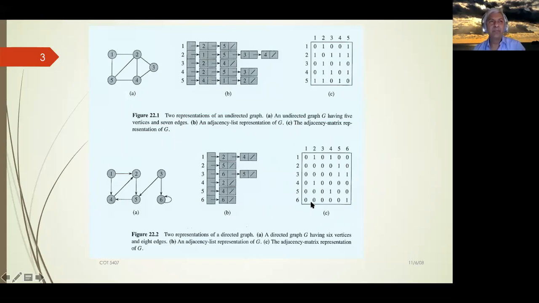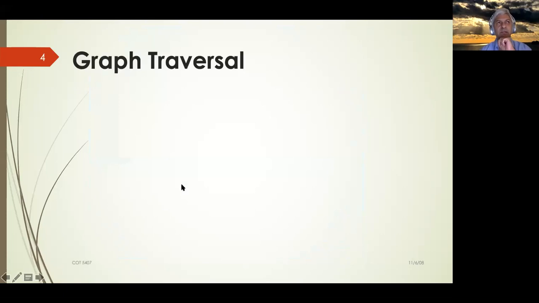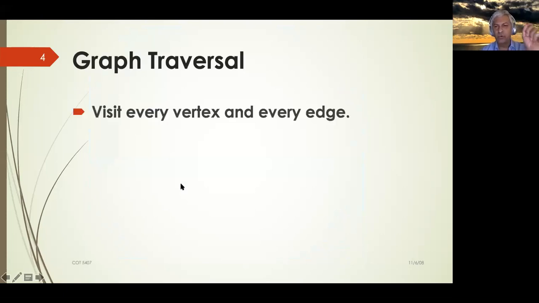Okay. So this is basic stuff. Hopefully you have seen it in your data structures class or in some other class. The interesting stuff comes after this, where we want to solve interesting problems based on these graphs. The first interesting problem that we're going to solve is what is called a graph traversal. In a graph traversal, our goal is to visit every vertex and every edge in the graph.